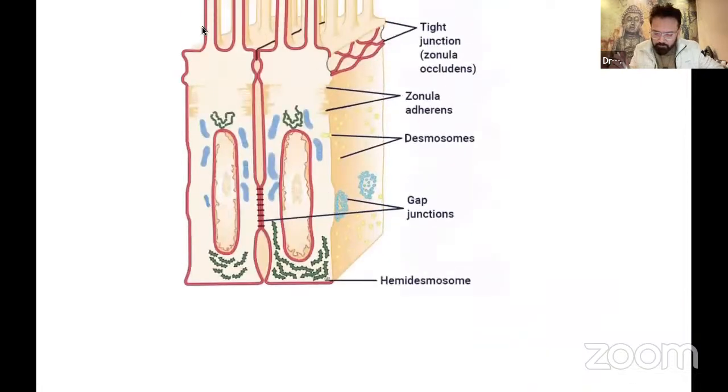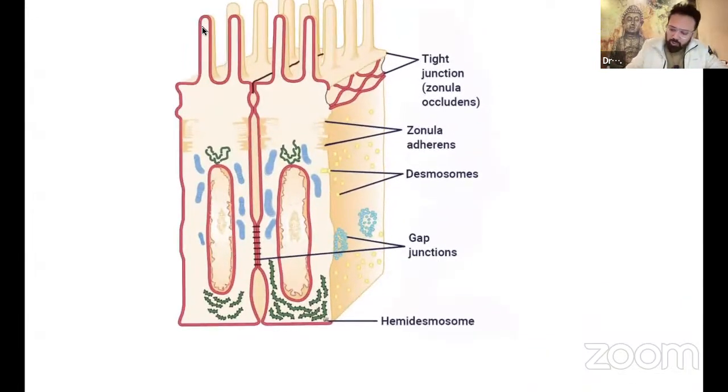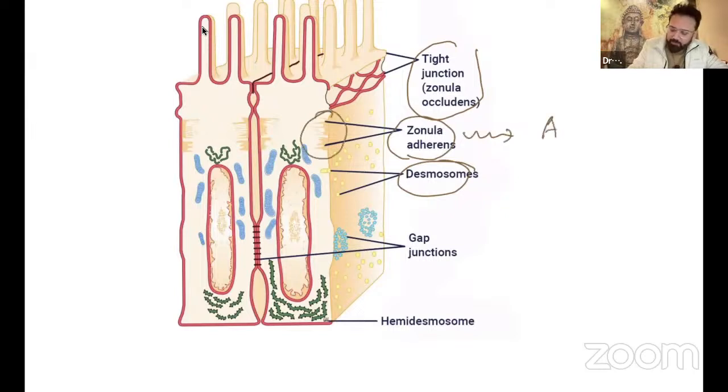Okay. Now, tight junction is zonula occludens. You know that. Then there is zonula adherens, and desmosome. The only difference is that adherens binds with actin. Desmosome binds with intermediate filament.